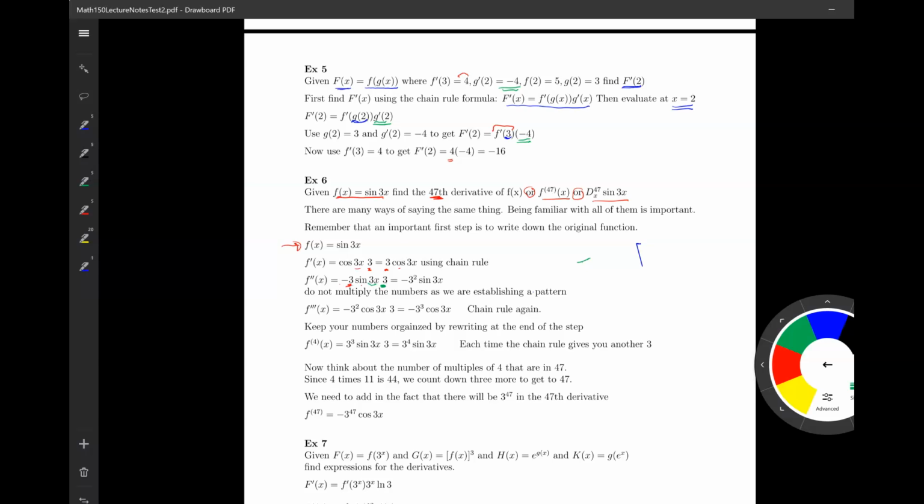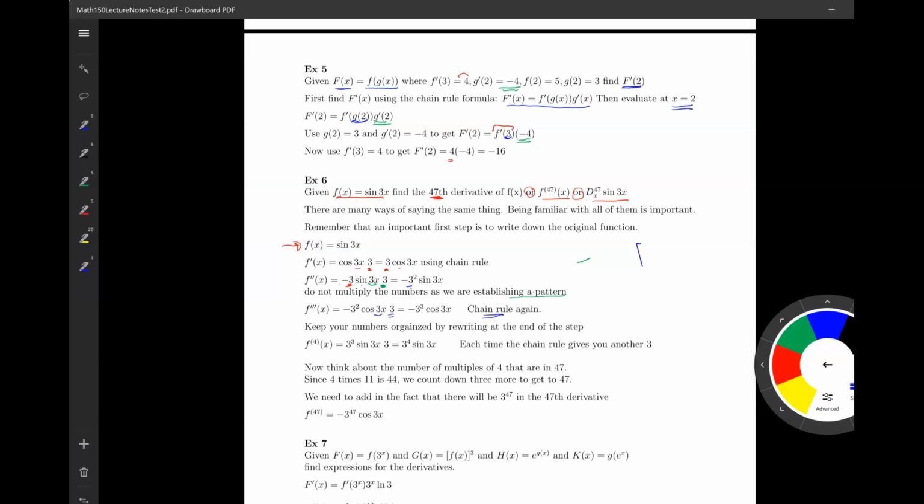So I'm establishing a pattern, so do not multiply the numbers together, so that you can see how the numbers are growing. So carrying along this -3 squared, take the derivative of sine, you get cosine, carry the angle along, and then take the derivative of the angle. And so that gives me 3 factors of 3 because I'm using chain rule again and again.